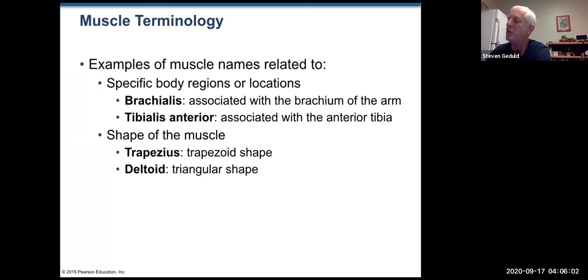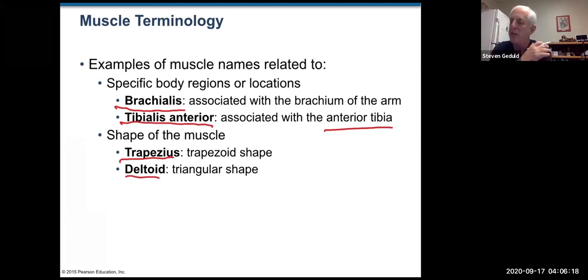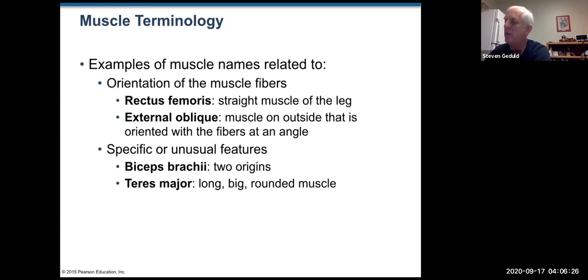So muscles are named related to a specific region. Brachialis. Your brachialis is associated with the brachium of the arm. Tibialis anterior, associated with the anterior tibia. You can name by shape. Trapezius in the back is a trapezoid shape. Deltoid of your arm, right here on the side, is the shape of a triangle, like a deltoid region of a river. Okay? So you can name them by shape. Okay, you can name by orientation, the rectus femoris muscle, the straight muscle of the leg.